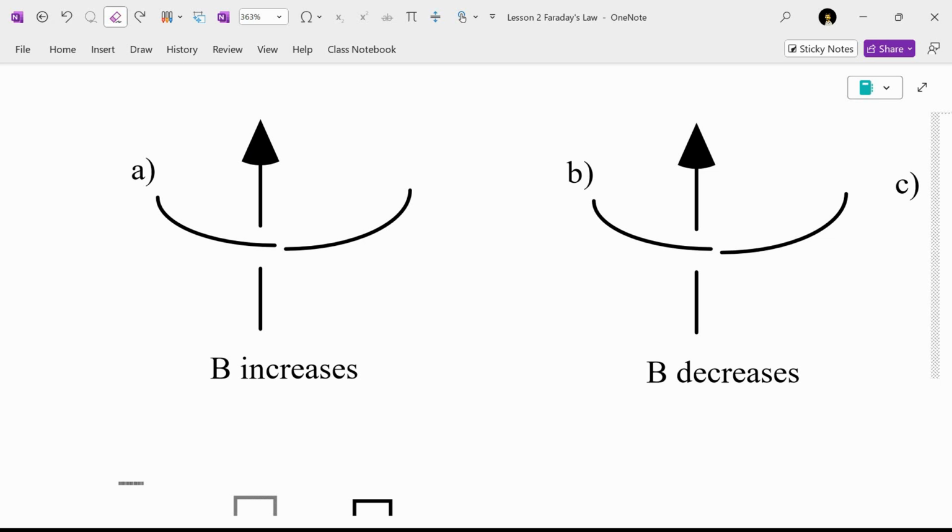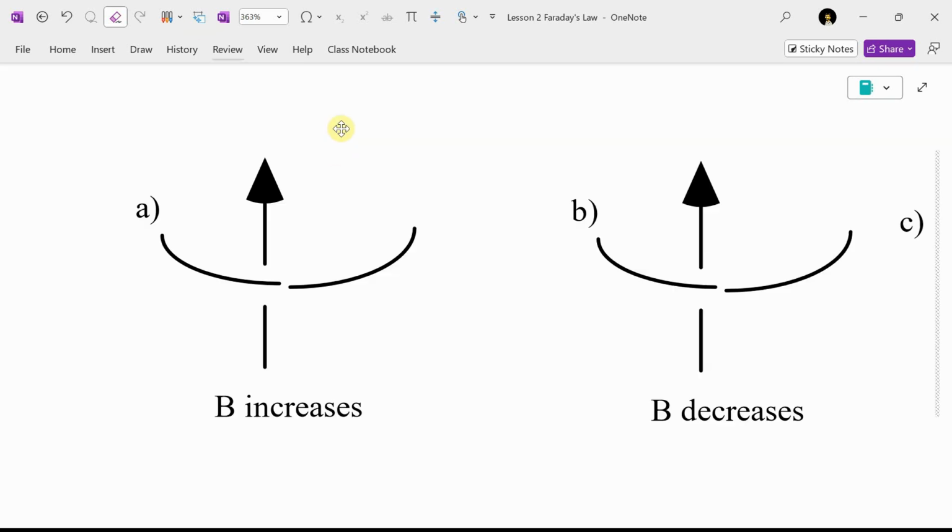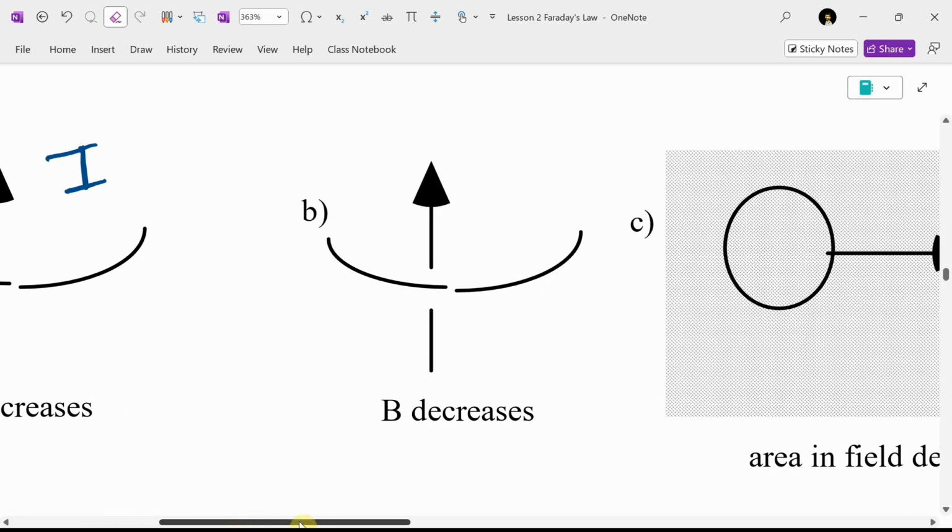Do you think that will increase the flux or decrease the flux? Yeah, because flux is magnetic field times area. If magnetic field or area gets bigger, flux gets bigger. So this is going to be increasing. What about if the magnetic field decreases? Flux is going to be decreasing.